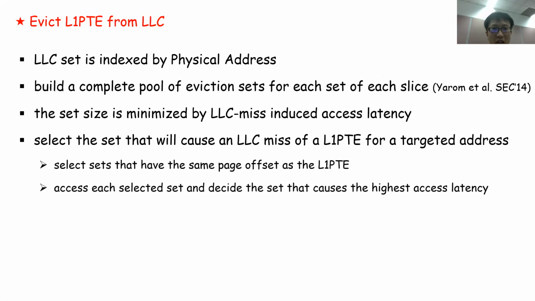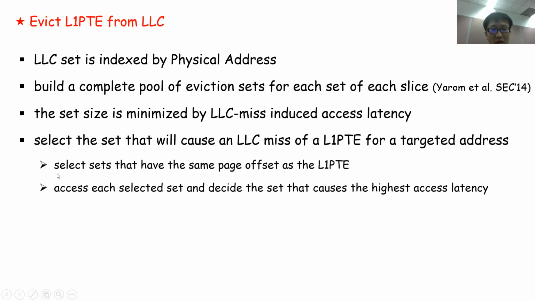Okay, so to evict level 1 PT from LLC, we know that the LLC set is indexed by physical address, but we do not have the privilege to get the mapping between virtual address and physical address. So we build a complete pool of eviction sets for each LLC set of each LLC slice. We also minimize the eviction set size by LLC miss-induced access latency, similar to the approach used for the TLB eviction. At runtime, we select the eviction set that will cause an LLC miss of a level 1 PTE for a target address.